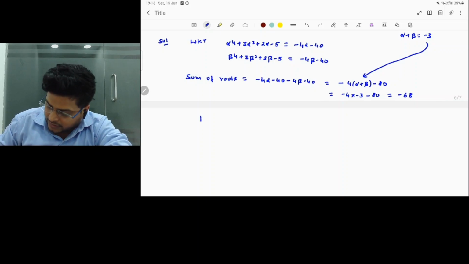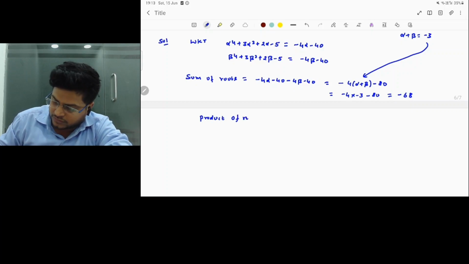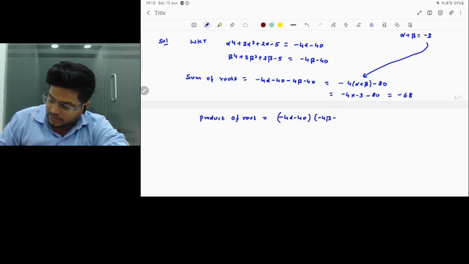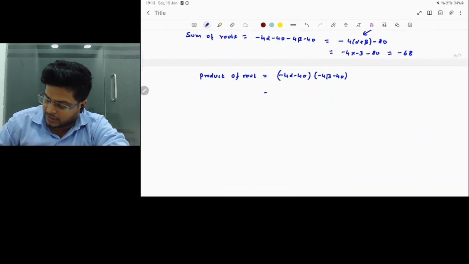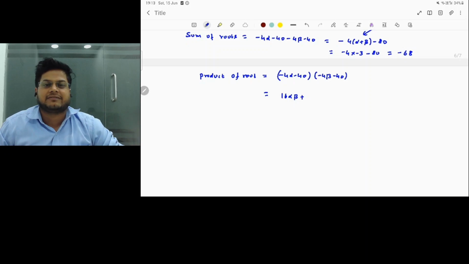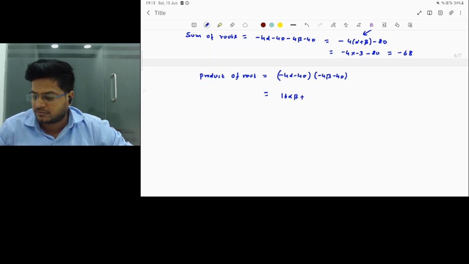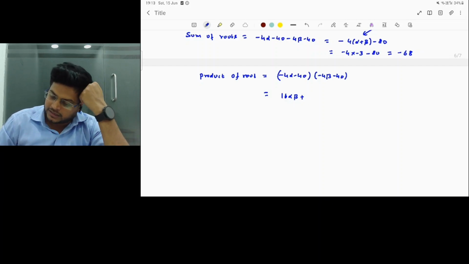Similarly, when we try to calculate the product of roots, it will be minus 4 alpha minus 40 multiplied by minus 4 beta minus 40. So ultimately what we will get? We will get 16 alpha beta. Because both the brackets are having minus, you can just take out the minus and keep intact the positivity in this question as well as in life. So we got 16 alpha beta, and then what next?